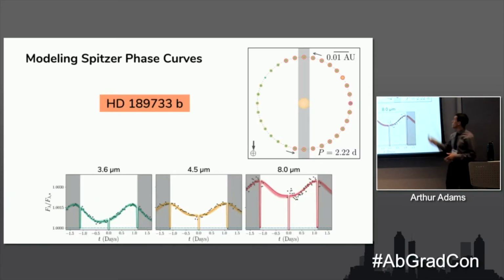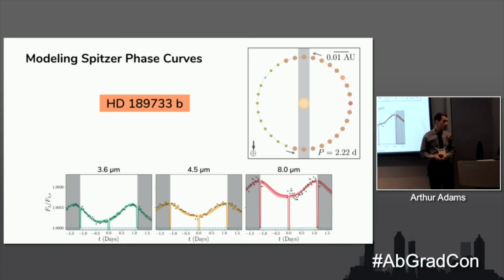And so here's a non-animated version of the kind of data products we get out. This is representing the orbit of another well-studied hot Jupiter, HD 189733. Here I'm showing where we have orbit data. Here's the data in these black dots, and here's how we're fitting the data. So we can do multiple fits in different wavelengths.